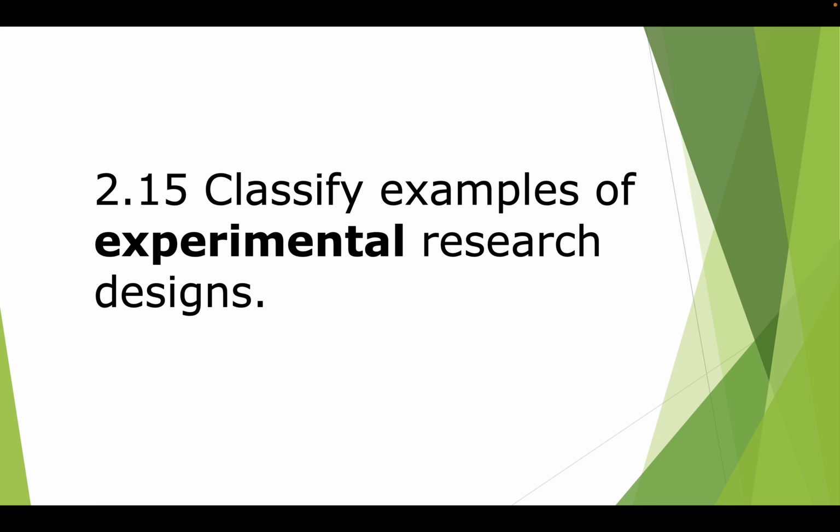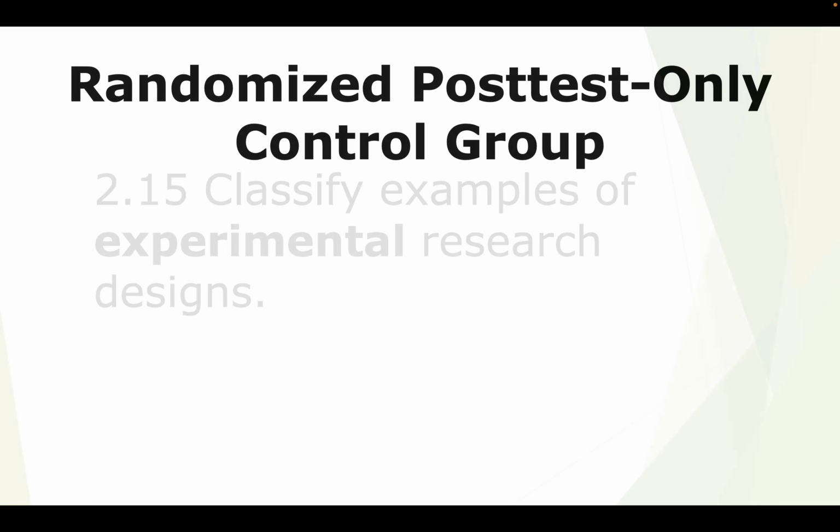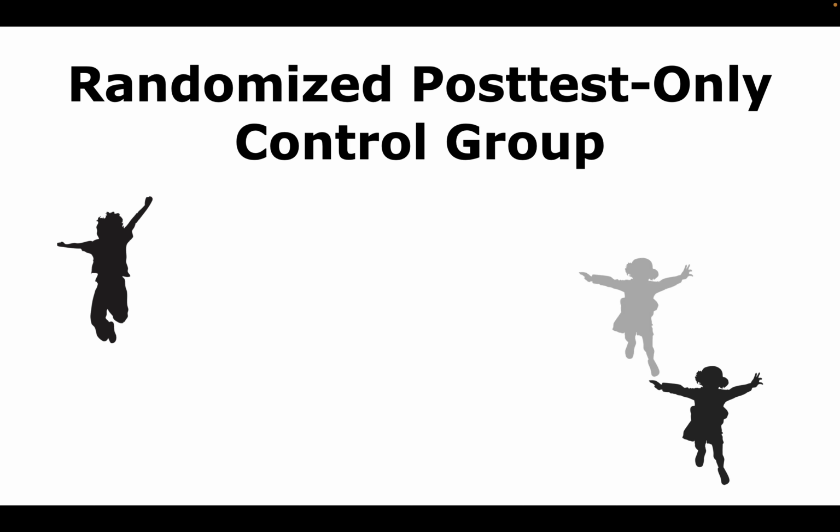So those were the pre-experimental designs, and now I wanted to go into examples of experimental research designs. And none of these are weak designs. These are all strong experimental designs. So any design that includes randomized groups or randomized subjects into groups would be considered to have the potential to be experimental. So in the randomized post-test only control group, you have a population of students.